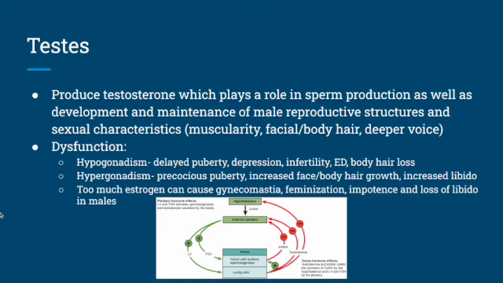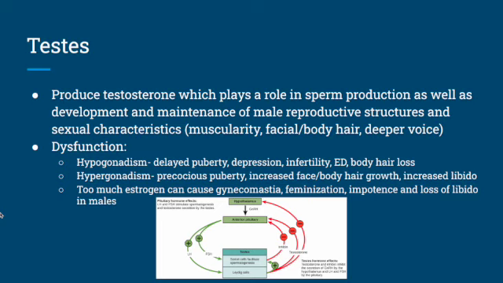So now to talk about the gonads, we'll start with the testes, and we'll start by saying that the testes are basically producing sperm and testosterone. And the testosterone is going to be important for development and maintenance of the male reproductive structures and sexual functions and characteristics, things like more lean muscularity, facial and body hair, deeper voice with a wider larynx.